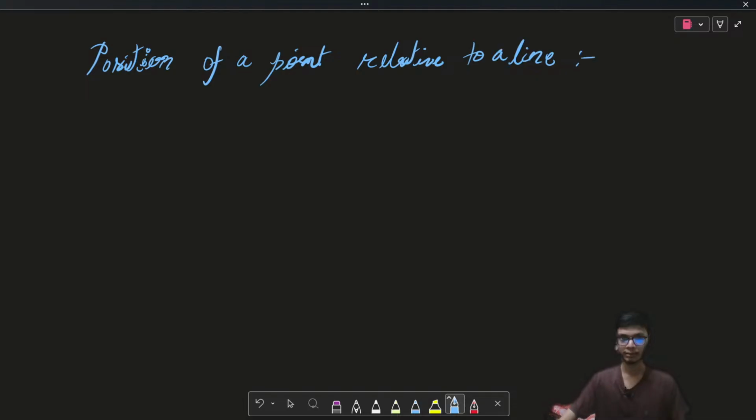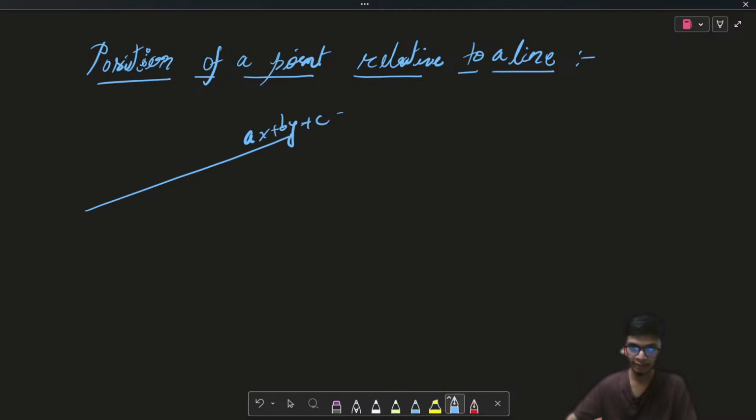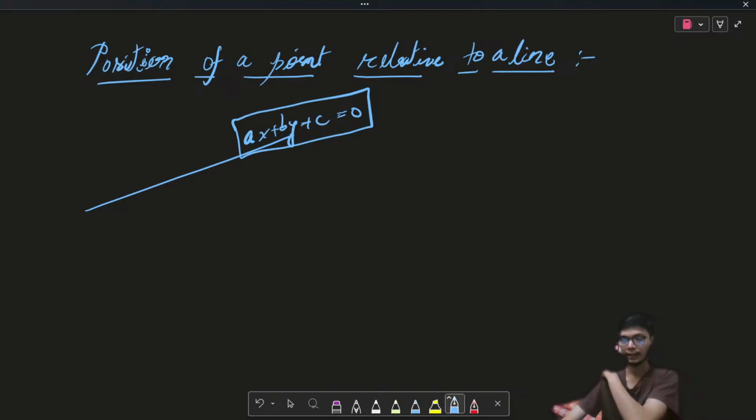Okay, so position of a point relative to a particular line. Let us try to understand what we actually mean by the position of the point related to a particular line. This concept means that if we have some line whose equation is given as ax plus by plus c equals 0, and we have two points, P given as (x1, y1) and another point Q given as (x2, y2).